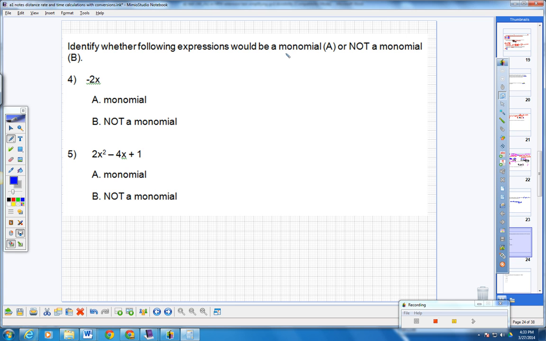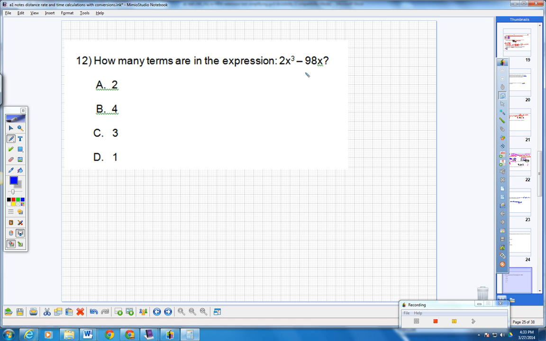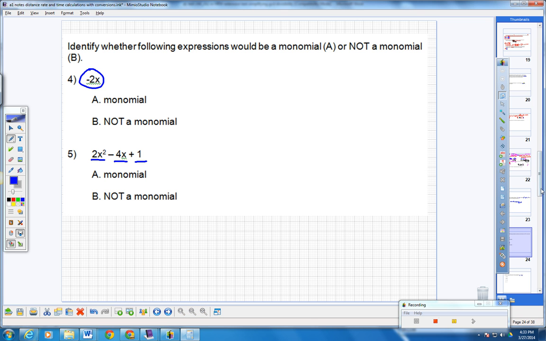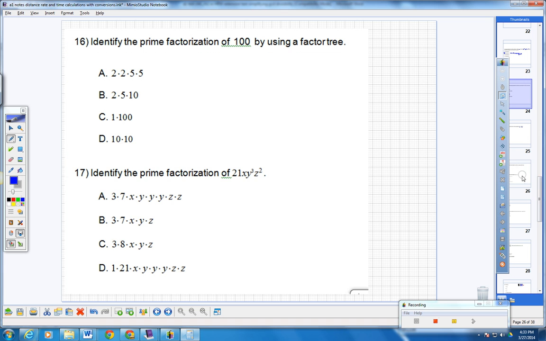Identifying a monomial versus something that's not a monomial. It's a monomial if it has one term. So this has one term, so it's a monomial. This down here does not have one term. It in fact has 3 terms, with a constant on the end. How many terms are in this expression? Well, it's separated by subtraction, so it has 2 terms, separated by subtraction. Next, got to go further down the line here.